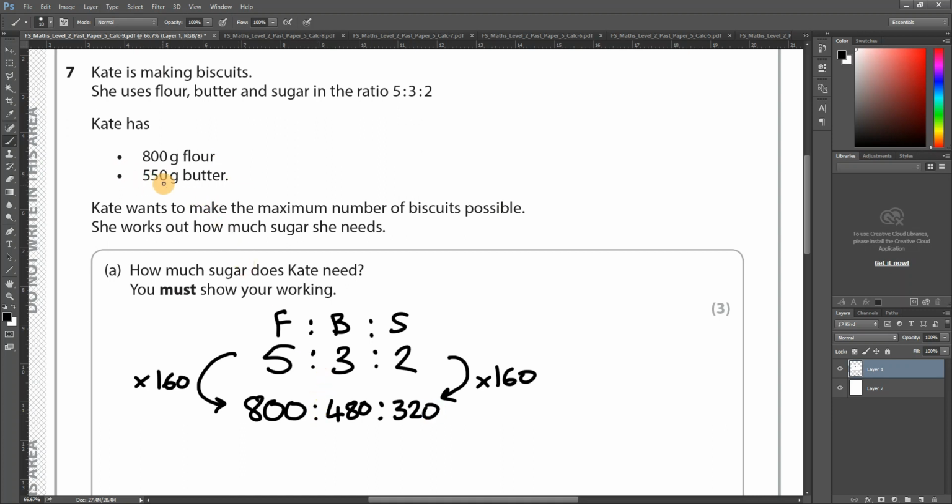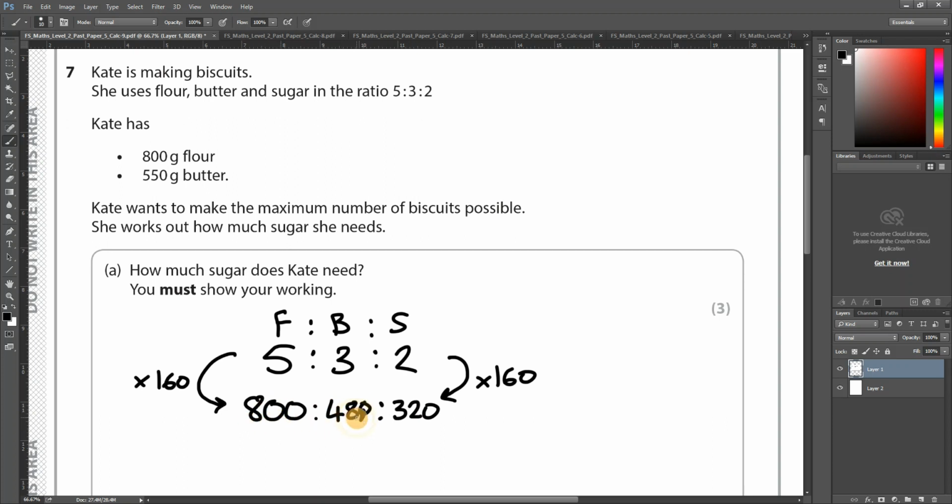So she does actually have 550 grams of butter. But if she was to use 550 grams, can you see that if you were to use 550 underneath the butter, it would affect your answer for flour here, because already, with 800 grams of flour, you've got the maximum amount of butter that she would need, which is 480. So she can't go beyond 480 grams of butter because it's not going to work with 800 grams of flour. So therefore, this is the maximum amount of flour she will need.